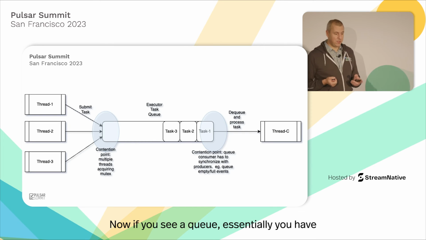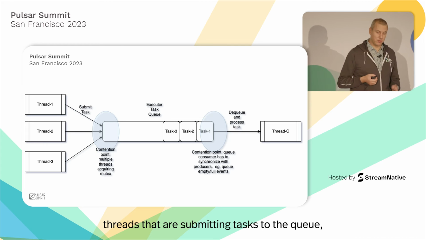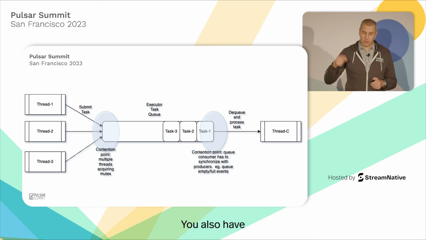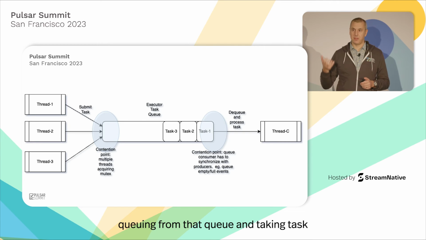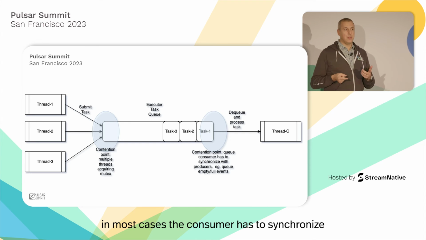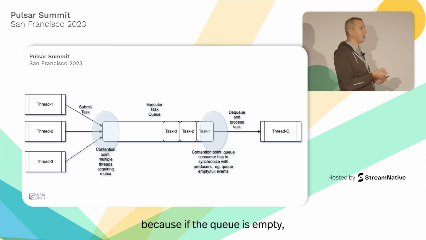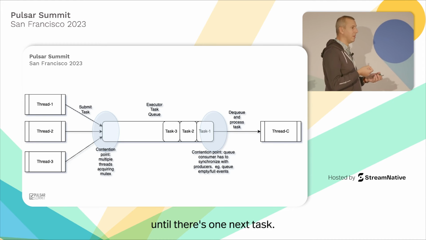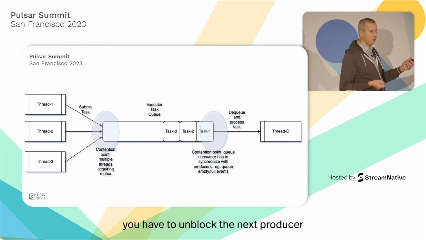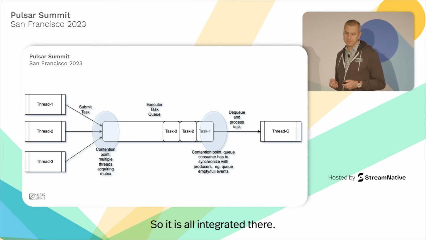Now, if you see a queue, essentially you have threads that are submitting tasks to the queue, which becomes a contention point. The more threads, the more contention you have. You also have one single thread dequeuing from that queue and taking a task, and then we do something. But in most cases, the consumer has to synchronize with the producers, because if the queue is empty, you have to wait there until there is one next task. If the queue is full, you have to unblock the next producer so that you can send the next task. So it is all interconnected there.